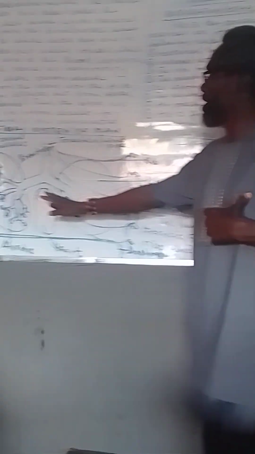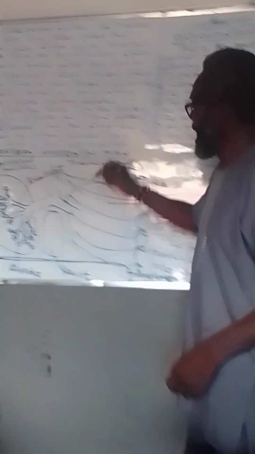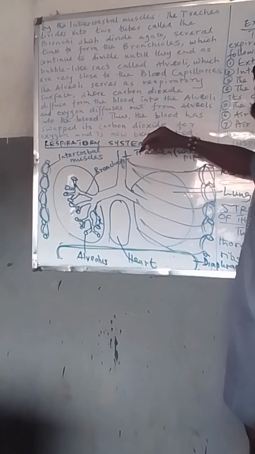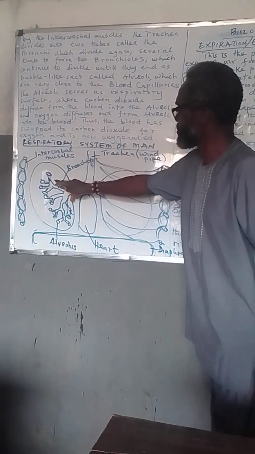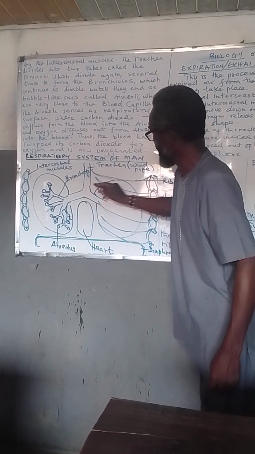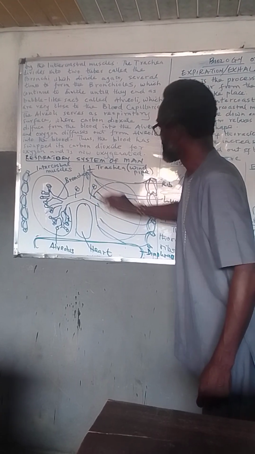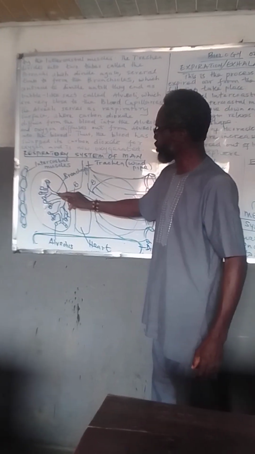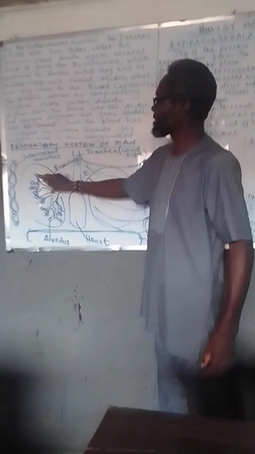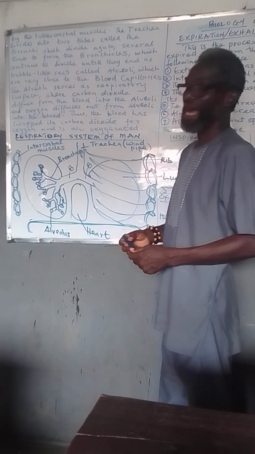Now, there are two lungs. You have the right and the left. Air enters through the trachea. This is the trachea, which is divided into the two bronchi. This is one bronchus, and this is another. The bronchi are subdivided into bronchioles, and terminating at the end of the bronchioles is the alveolus, or the alveoli.